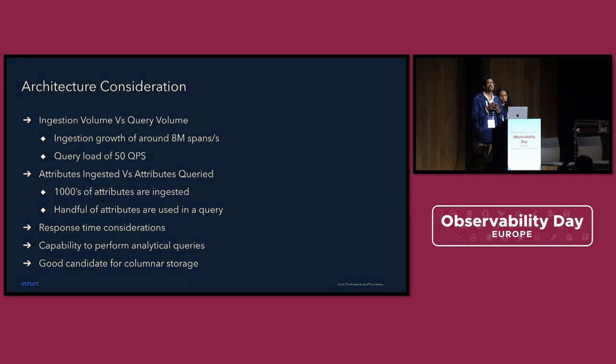But when a user is searching for data, he or she would look at only a couple of attributes, like the example I mentioned. You could be looking for a transaction ID, you could be looking out for, let's say, latency or an operation name and so on. So the amount of data is high, but the actual data that you're querying is very minimal. So that's the other criteria, or characteristics of the data, that we were looking at.